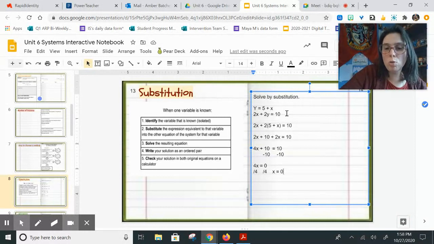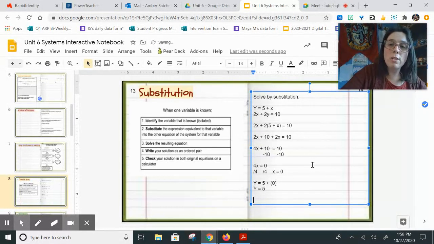So you can choose which equation to plug the x equals 0 into. I prefer to choose the one that's already solved for y, so the first one, y equals 5 plus x, just because it's easier. But you can plug it into the 2x equation and then solve from there. So I'm going to plug it in: y equals 5 plus, instead of x, I'm going to plug in the value that it equals, which is 0. So 5 plus 0 is 5. So my y value is 5.